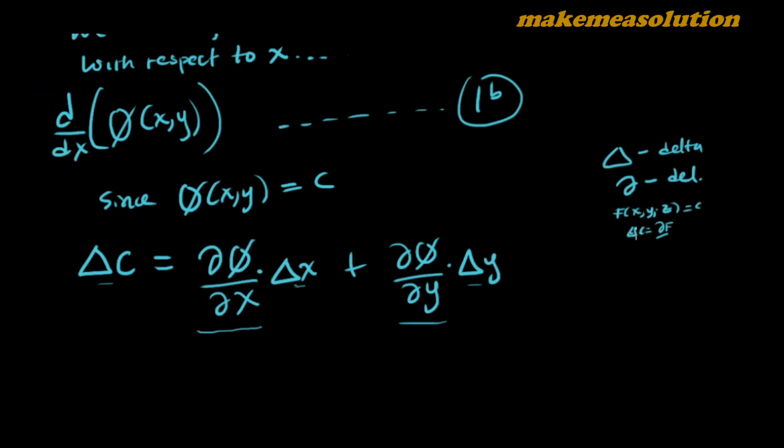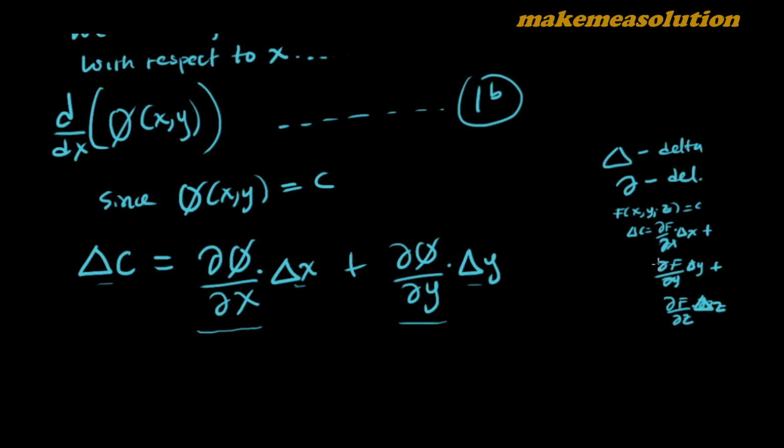So the change in that function, or change in f, will be partial derivative of f with respect to x times change in x, plus partial derivative of f with respect to y times change in y, plus partial derivative of f with respect to z times change in z. Okay, so this is how we actually determine the change in a particular function.